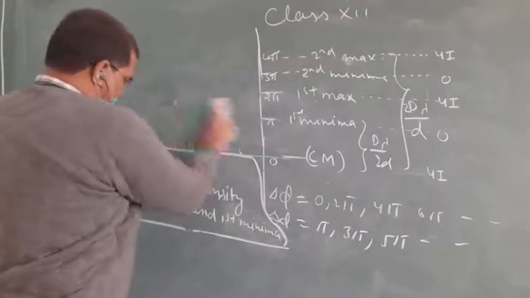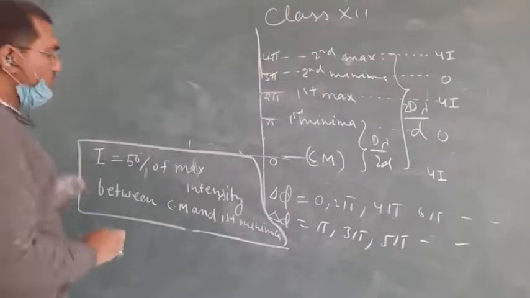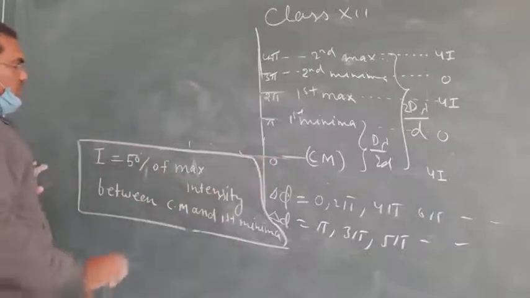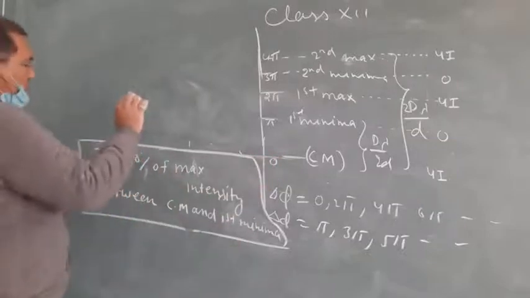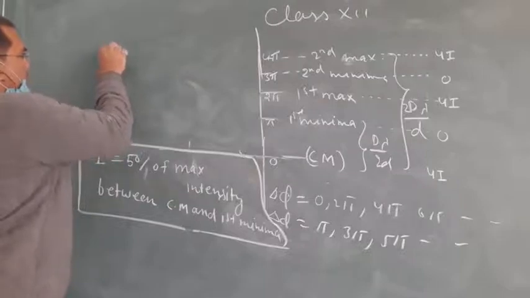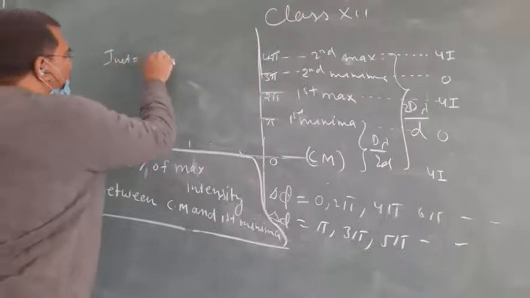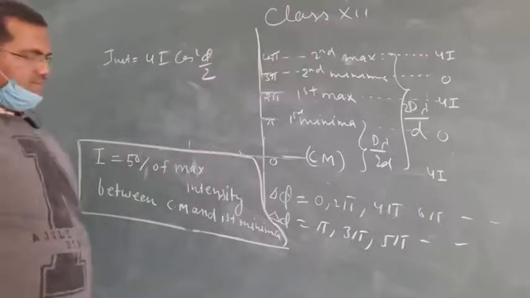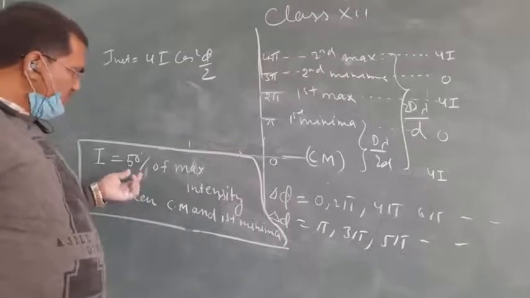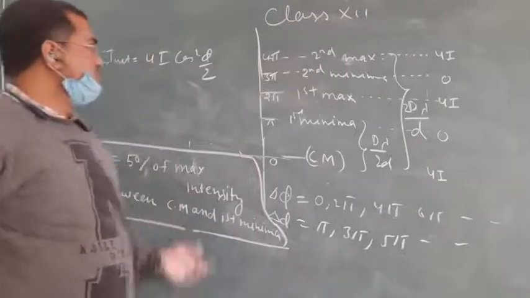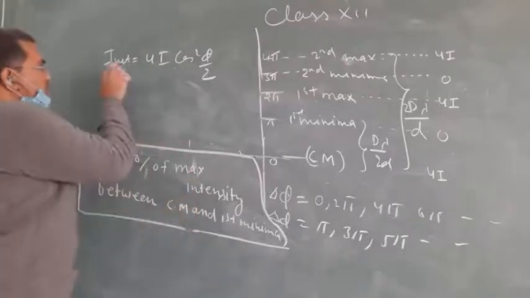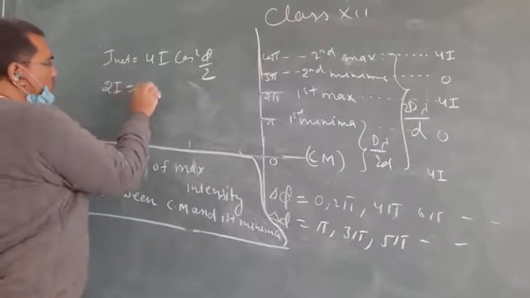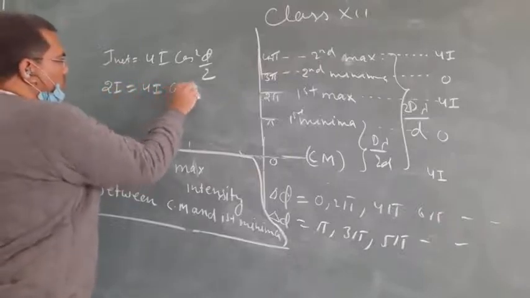So let's see. First of all, we know that I net equals 4i cos square phi by 2. And we have to find 50% of maximum intensity. The maximum intensity is 4i. So 50%, I net equals 50% of 4i, that is 2i. So 2i equals 4i cos square phi by 2.